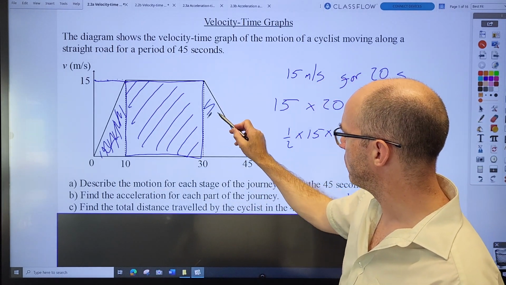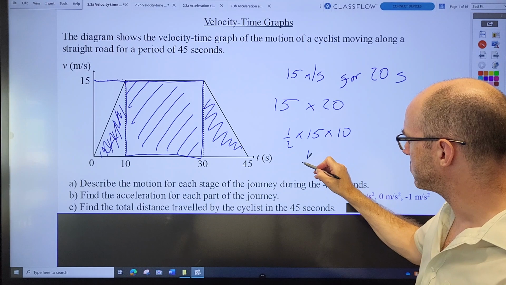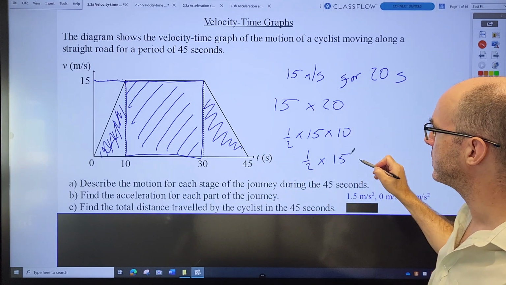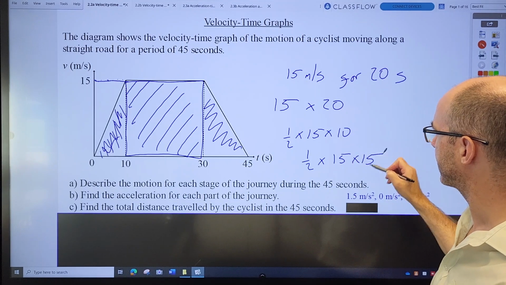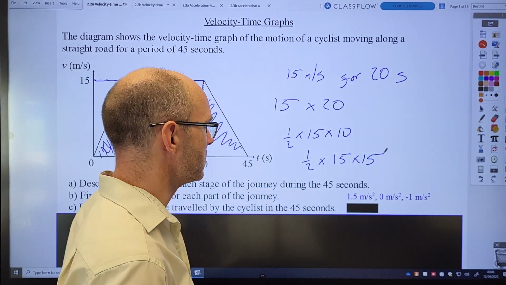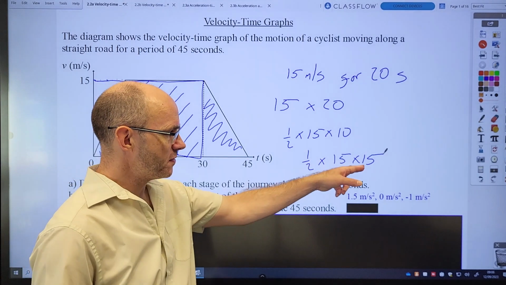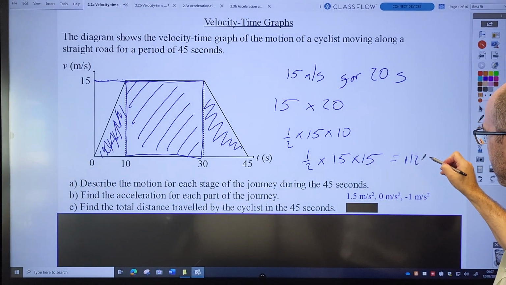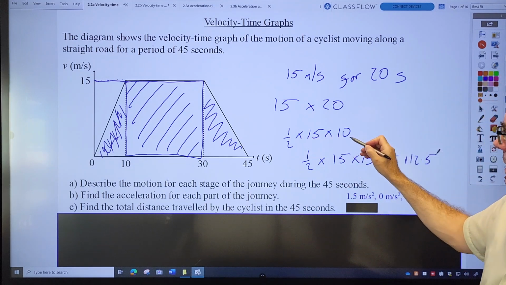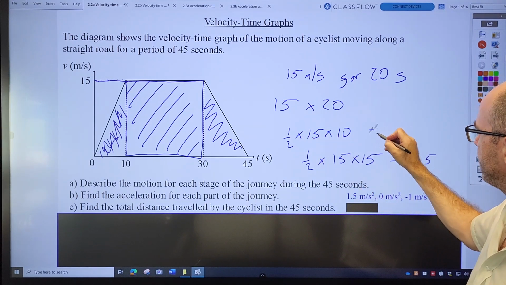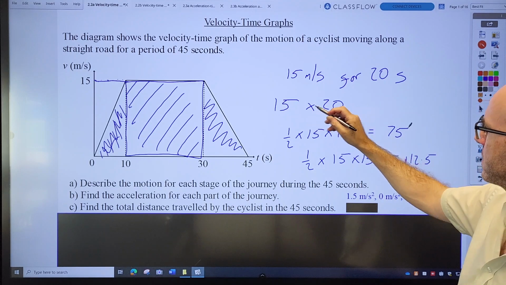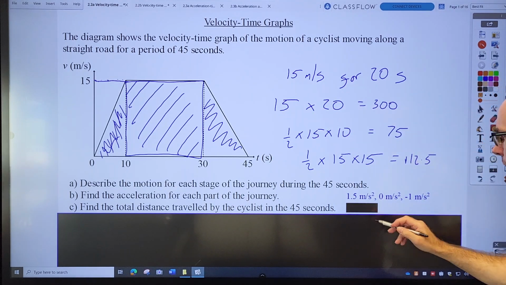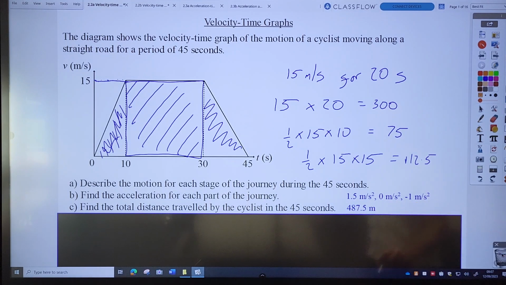Now you may as well finish it off. Then you can do the area of this bit, so that's just another triangle, and that's just half times base times height, half by 15 by 15, and that can give you the total distance travelled. So that's going to be half of 225, which is 112.5, that's going to be some 75, and that's going to be 300. Add that up, and you get a total of 487.5.